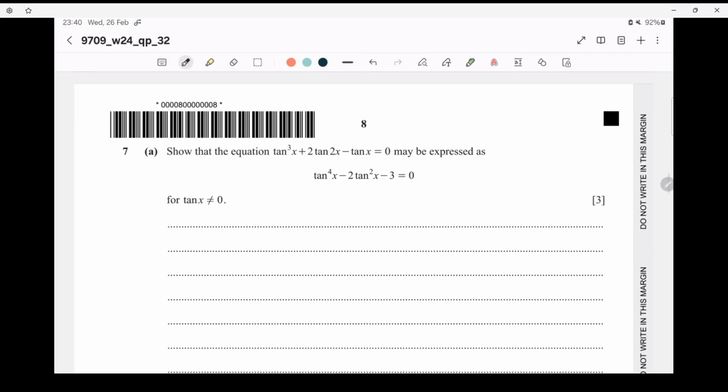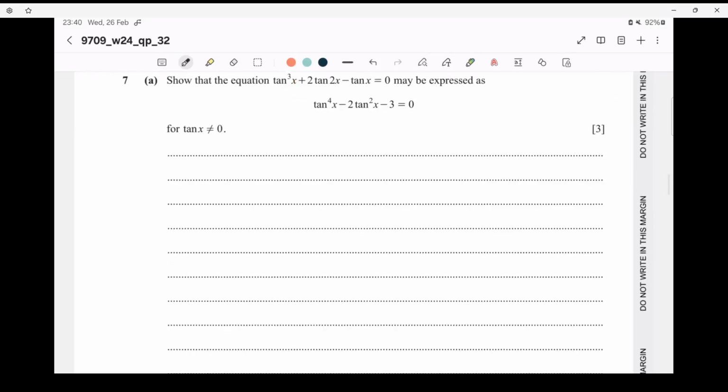Question 7. Show that the equation can be expressed in that form, given that tan x is not equal to 0. So you start from tan^3 x plus 2 tan 2x minus tan x equals 0. So use the definition of the double angle formula.